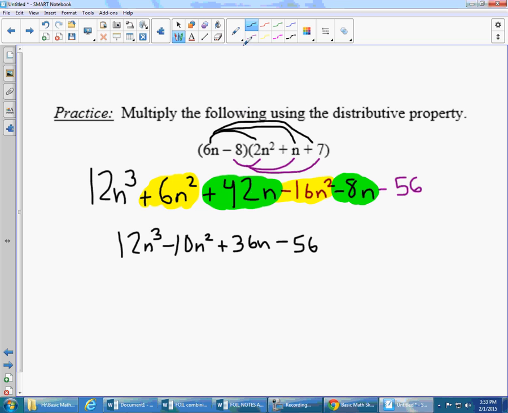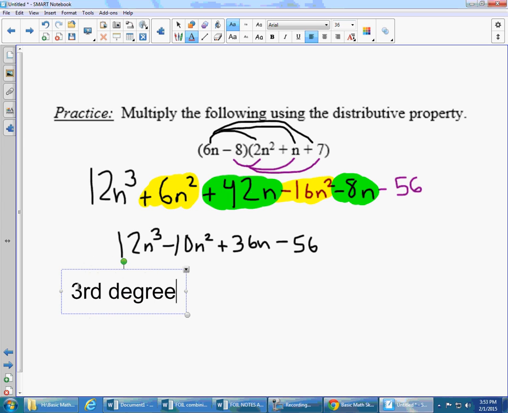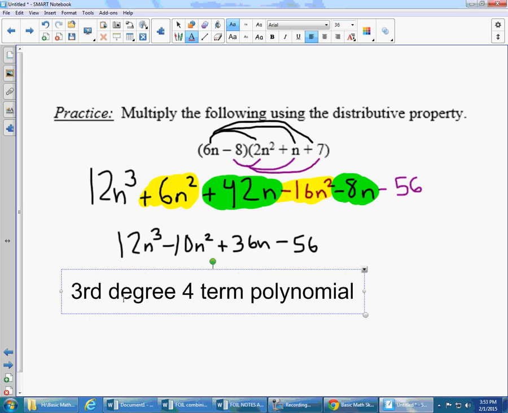Now, FOIL did not work here. So it says multiply using the distributive property. FOIL did not work at all. But this is in standard form. We would name it a third degree polynomial. Sorry, a third degree 4-term polynomial. Because after 3 terms, we call it a binomial, a trinomial. After that, we just call it a 4-term polynomial. And the highest degree is 3.